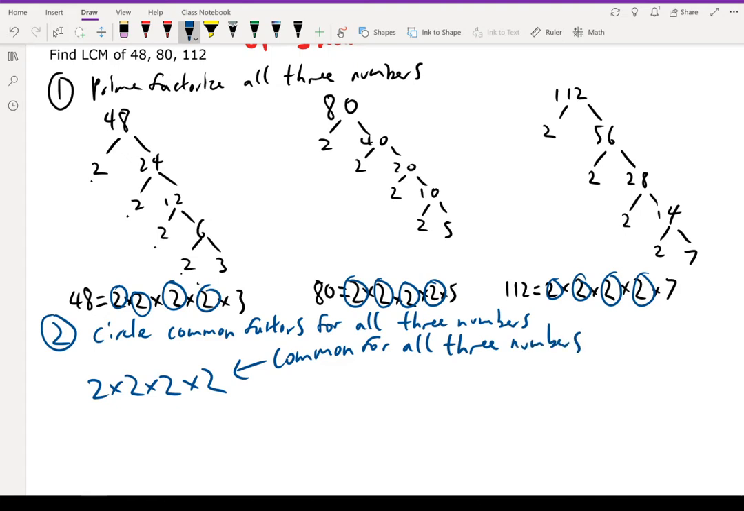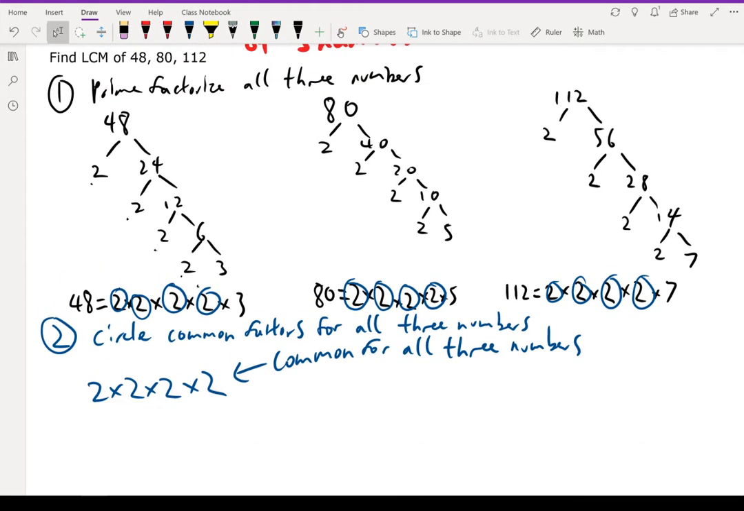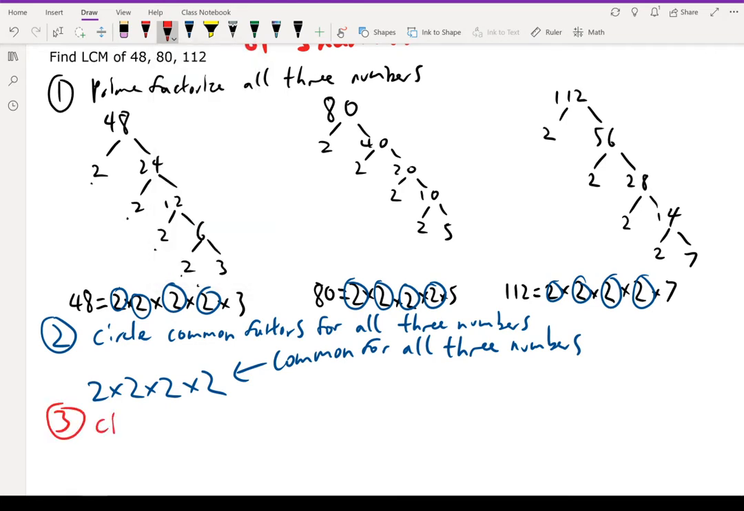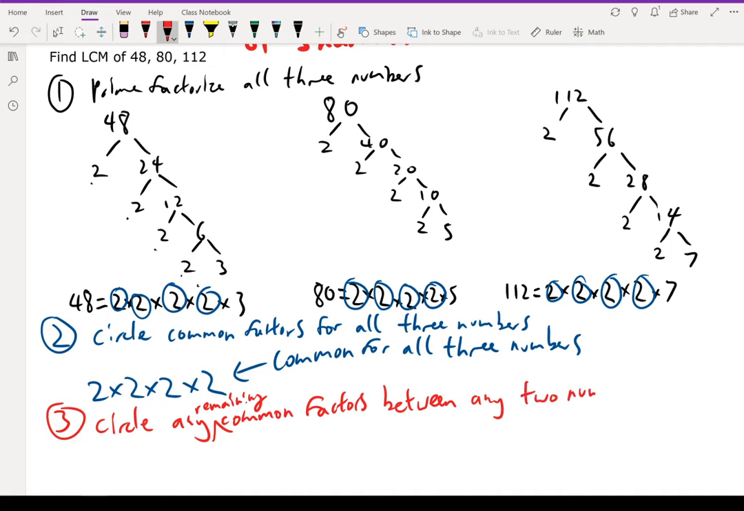And then the next part is usually step 3, but this time we don't have a step 3, but I'll still write it down. Step 3 is we're going to circle any remaining common factors between any two numbers.